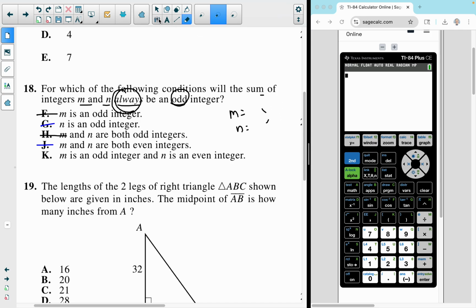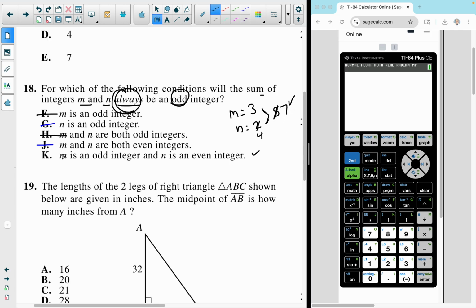Next we have m is an odd integer, so I'll say that one's 3. And n is an even integer, which I'll put 2. 3 plus 2 is 5. So far that's good. Well, let me check another one. I'll say n is 4. 3 plus 4 is now 7.